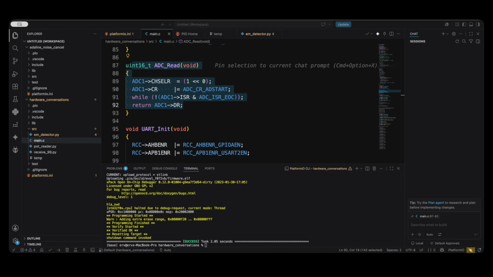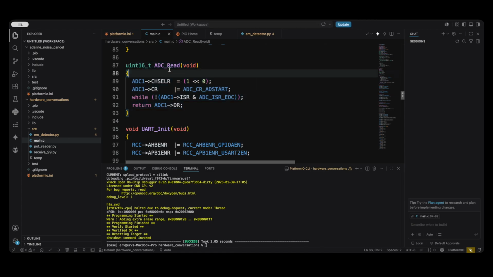Complete code is on GitHub, link is in the description. In the C code, there are 3 things to understand. The first one is this particular function, ADC_read. This reads PA0 as a voltage and then converts it to a number between 0 and 4095. 0 means 0 volts and 4095 means 3.3 volts. So the antenna signal sits somewhere between those two values of 0 and 4095.